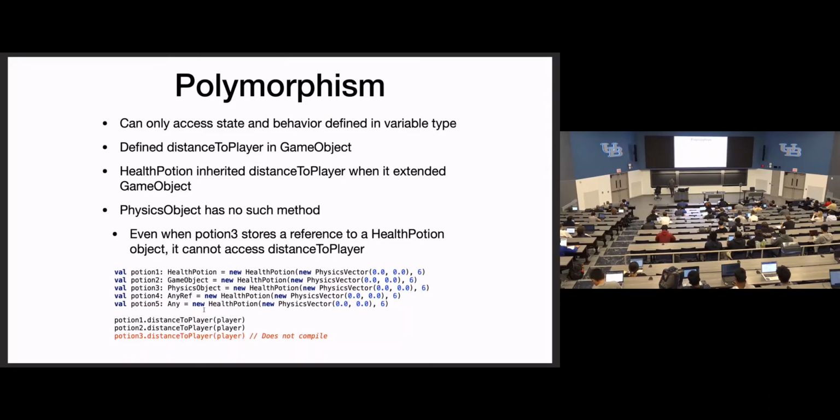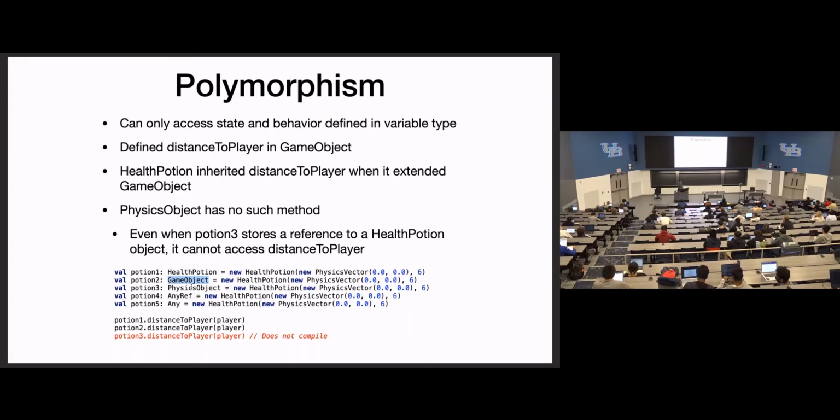So there's one restriction to this. I'm telling you this is the greatest thing ever, but I'm going to lead off with a restriction. When you have an object stored in a variable of any type, you only have access to the state and behavior of the type of the variable, not the type of the object. So if I have a health potion stored in a variable of type game object, even though potion 2, that variable, is storing a reference to a health potion, I only have access to the state and behavior defined in the game object class and above, anything that a game object extends.